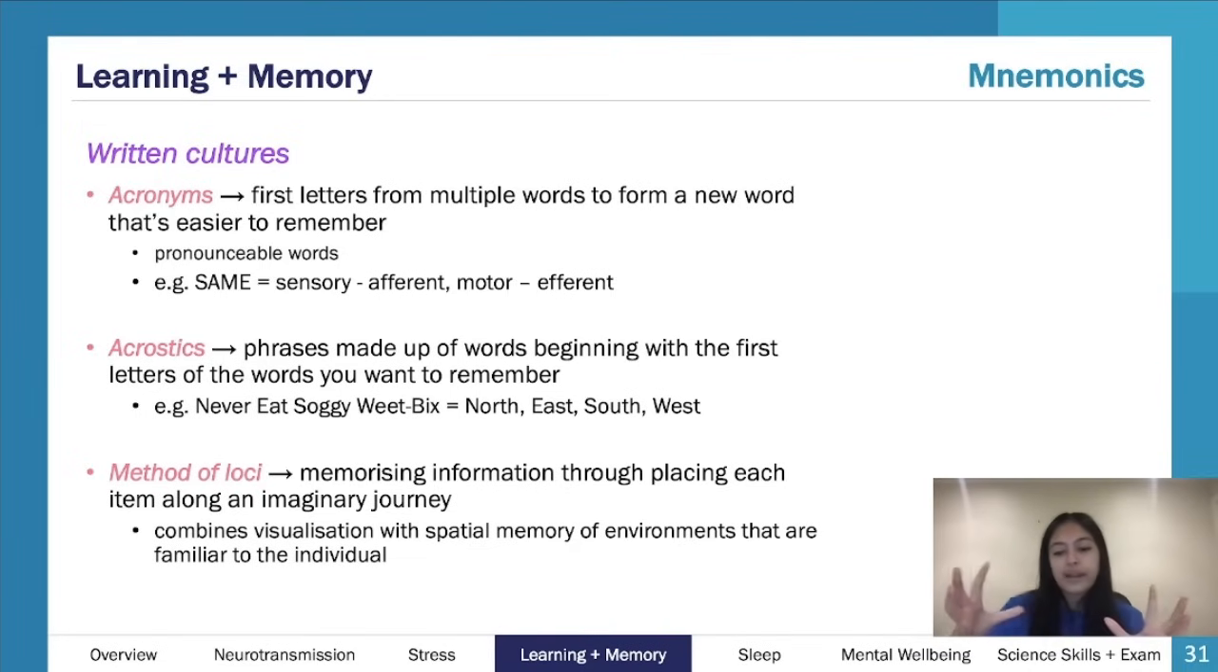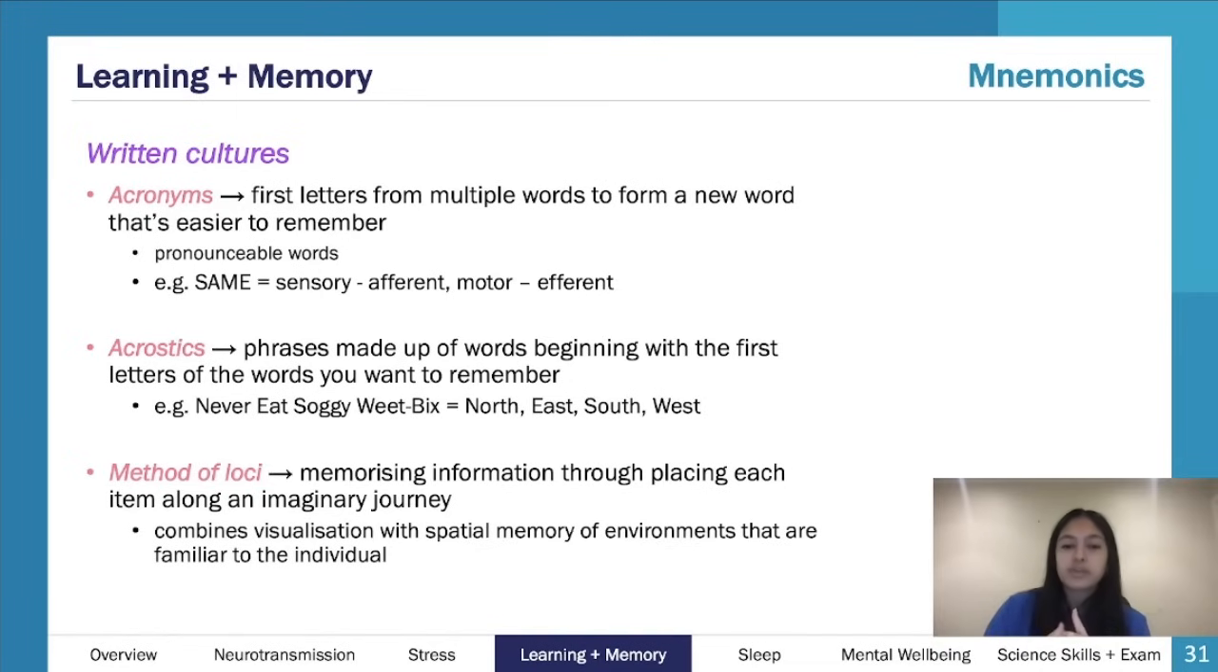Acrostics are basically phrases that you come up with that have the same letters as the thing that you want to remember. So, when you remember your directions, like "never eat soggy Weet-Bix," they start with NESW, same as North, East, South, West.